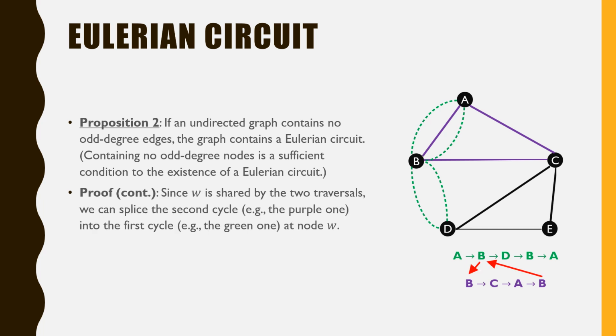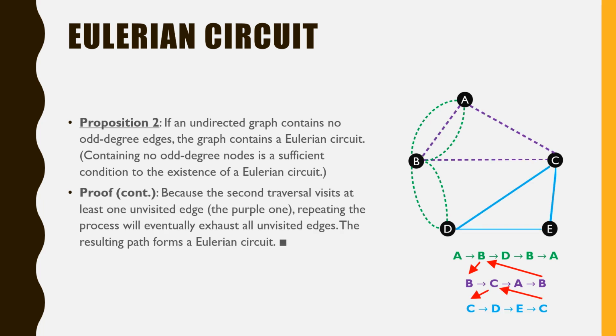Because node W, or node B in our example, is shared by both the first and the second traversals, we can splice the second cycle into the first one at the shared node B. For example, splicing the second cycle B to C to A to B into the first cycle A to B to D to B to A at node B results in a new combined cycle A to B to C to A to B to D to B to A. This combined cycle now includes all edges from both traversals, forming a larger partial Eulerian circuit.